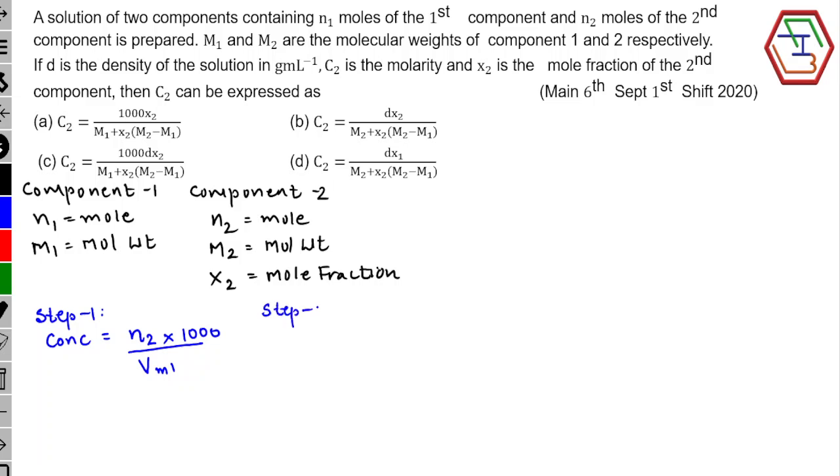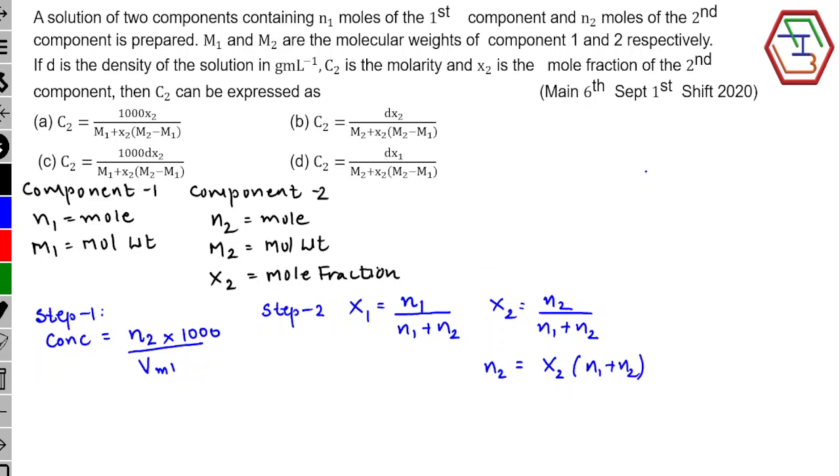Step number 2, that is mole fraction. Mole fraction is nothing but moles upon total moles. Mole fraction of component 1 will be N1 upon N1 plus N2. For component 2, it will be N2 upon N1 plus N2. N2 को सब्जेक्ट बना देते हैं. N2 is equal to mole fraction of component 2 into N1 plus N2.